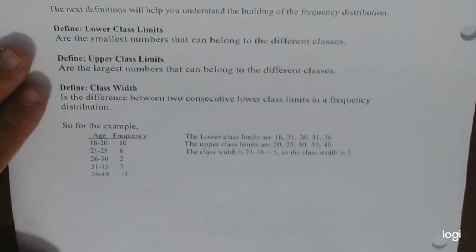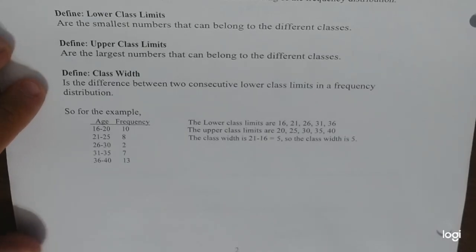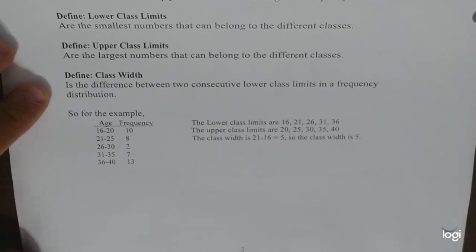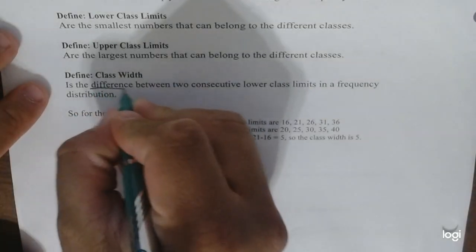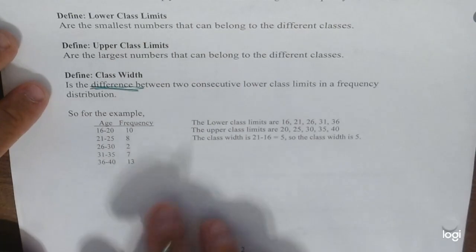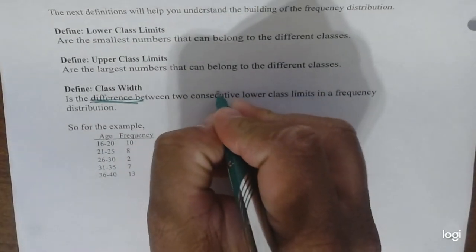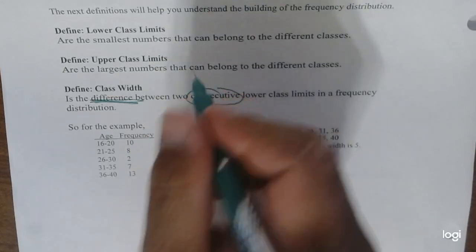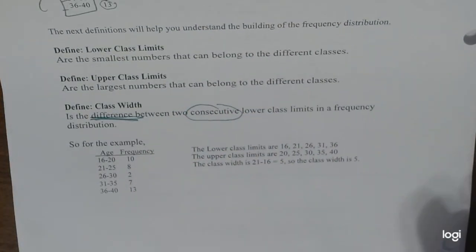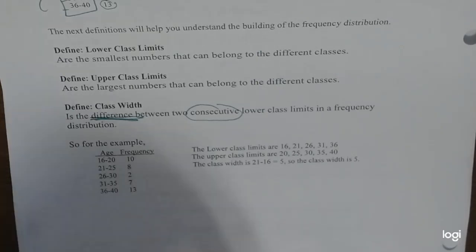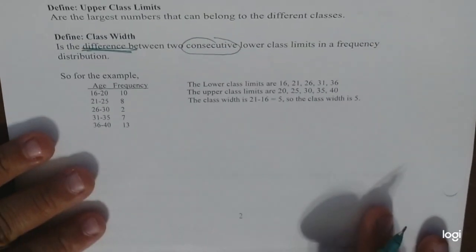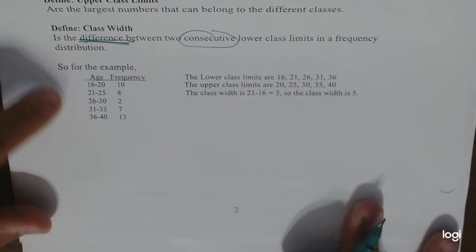And the last one is called the class width. The class width is the difference between two consecutive lower class limits of a frequency distribution. Now, difference means subtract. So we're subtracting two consecutive lower class limits. Now here's the thing: what does consecutive mean? Consecutive means right after another. For example, 7 and 8 are consecutive numbers because they come right after one another in the sequence. Same thing applies here. So here's a little example illustrating our 3 new definitions based off our frequency distribution on top.